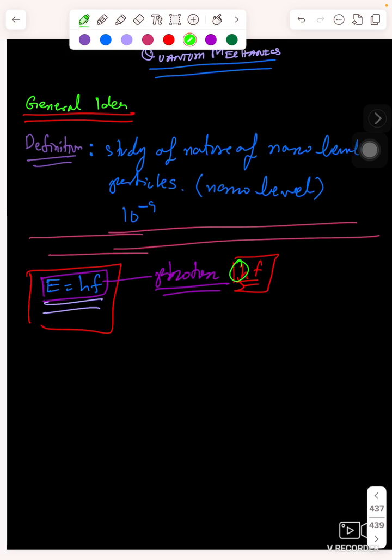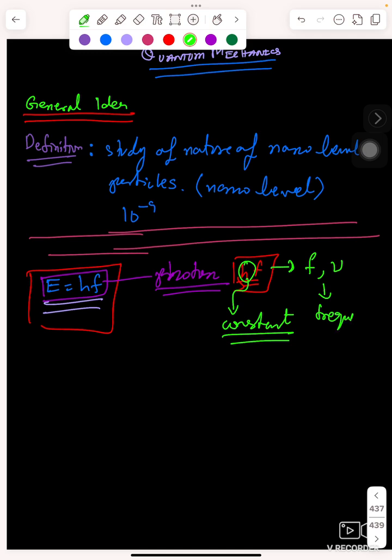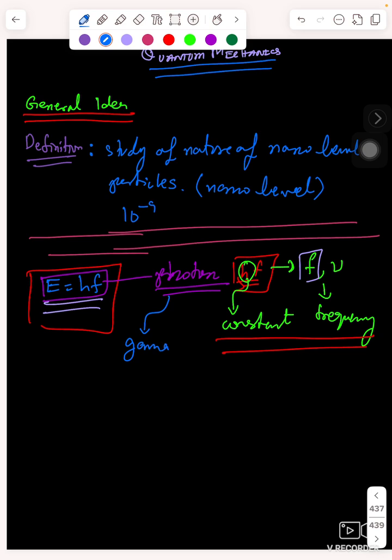What is h? We all know that h is a constant made by Planck, known as Planck's constant. And f here, in some areas, is also written as v, a Greek symbol, which stands for frequency. So f here is frequency, and we know that a photon is a gamma light, a gamma wave.